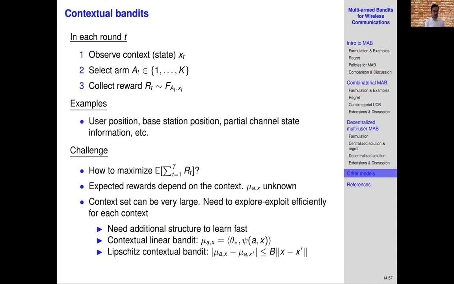Another variant is Lipschitz contextual bandit. In the Lipschitz contextual bandit, the expected reward is assumed to be smoothly varying with the context.